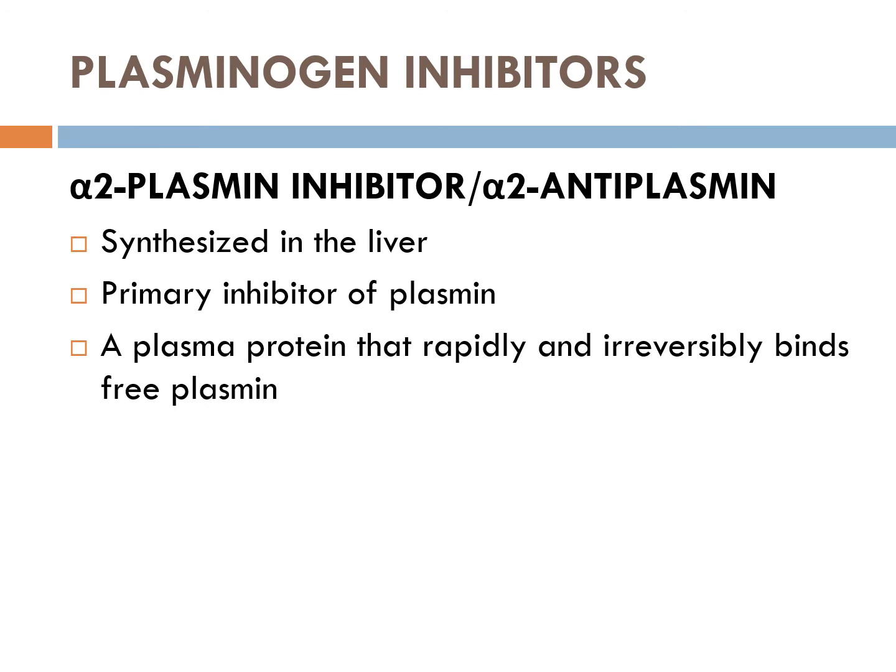Another inhibitor that we have is the alpha-2 plasmin inhibitor, or the alpha-2 antiplasmin. This inhibitor is synthesized by the liver and it is referred to as the primary inhibitor of plasmin. This is a plasma protein that rapidly and irreversibly binds free plasmin, because if free plasmin is not bound to an alpha-2 antiplasmin, there is a possibility that the free plasmin would destroy your clotting factors.